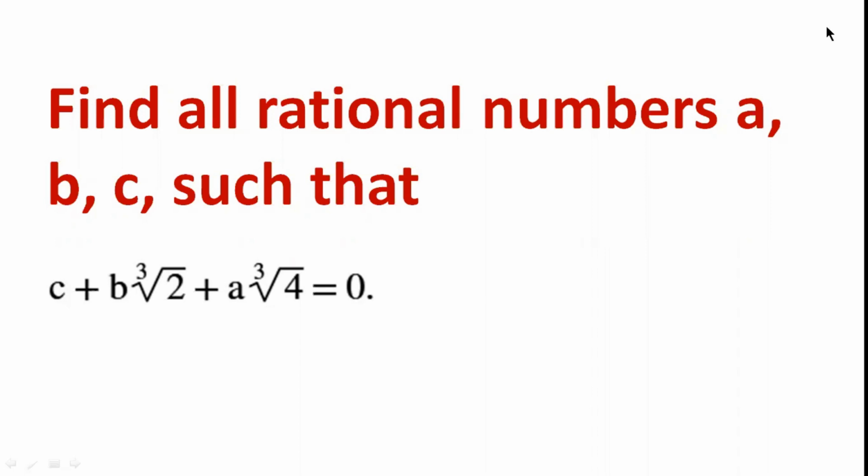Find all rational numbers a, b, c, such that c plus b times the cube root of 2 plus a times the cube root of 4 equals 0.